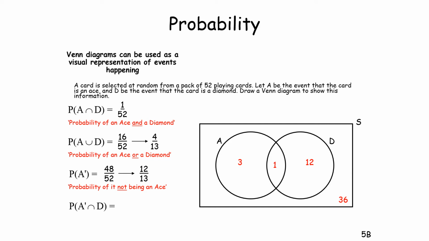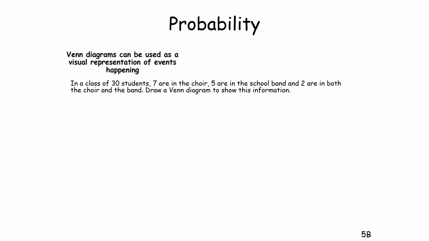So here, if we're looking at the probability of not A intersection D, what we're saying is, what is the probability of not being an ace and being a diamond? So not an ace and a diamond is actually 12 out of 52, which you can simplify as simply 3 over 13.